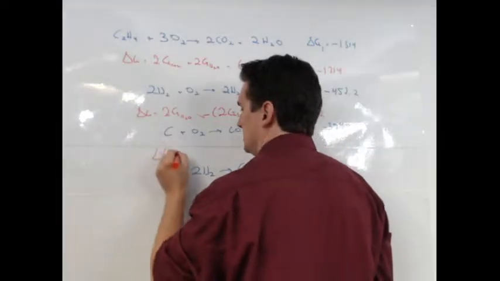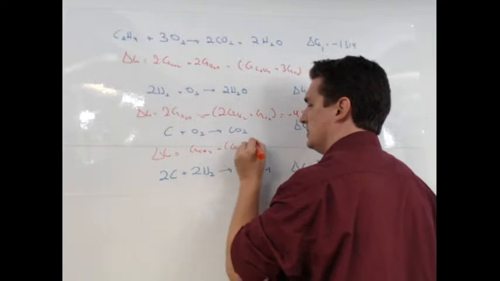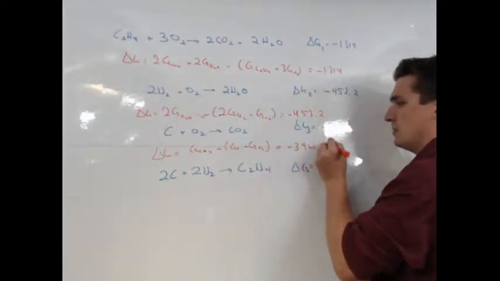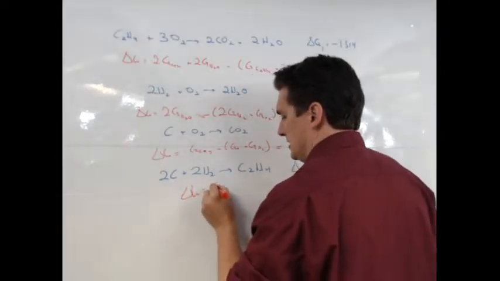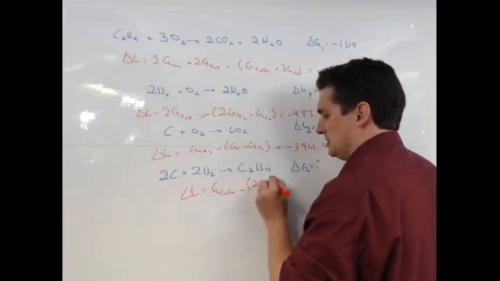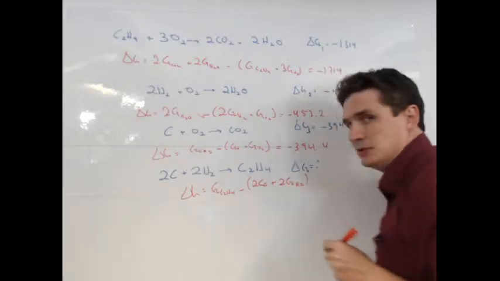Here, delta G is the Gibbs of CO2 minus the Gibbs of carbon plus the Gibbs of O2. This is minus 394.4. And the last one, we want to know the Gibbs of the reaction, so the delta G is the G of C2H4 minus twice the Gibbs of carbon plus twice the Gibbs of H2.